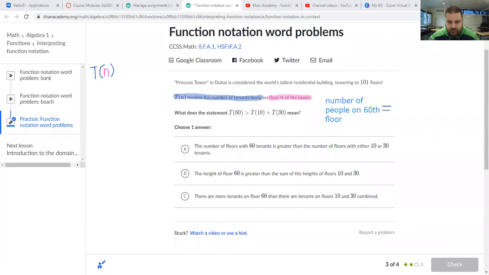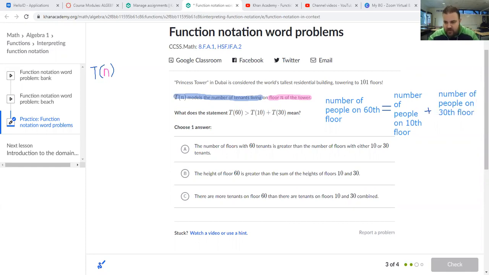Number of people on the 60th floor is equal to T of 10. Kind of the same thing, different floor. It is equal to number of people on 10th floor plus, and then you got this T of 30. Same thing all over again, just now a different floor, right? Now you're talking about the 30th floor plus number of people on 30th floor.